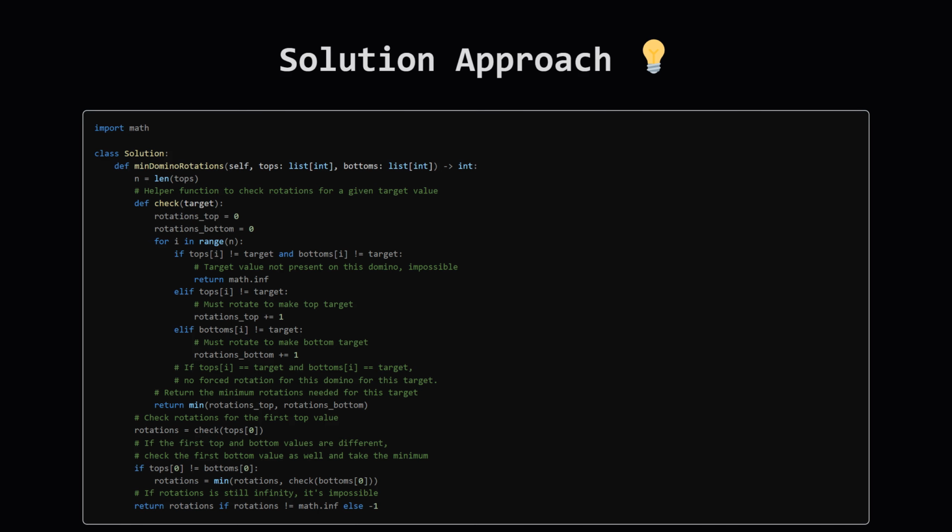Okay, here's the solution I came up with. The core idea is to recognize that if a solution exists, the target number must be present in the first domino, either top or bottom. This solution uses a greedy approach by checking the two potential target values from the first domino. The checkHelper function iterates through all dominoes, verifying if the target can be achieved and counting the minimum rotations needed for either the top or bottom row. This achieves O(n) time complexity, as we iterate through the dominoes at most twice, and uses O(1) space.